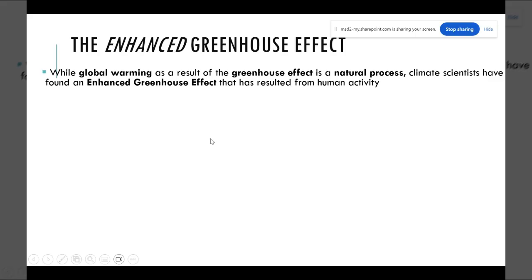The enhanced greenhouse effect just means the enhanced warming, more insolation getting trapped by gases because there's more greenhouse gases in the atmosphere. And that's typically been attributed to human activity, which is related to the burning of fossil fuels, industrialization, livestock grazing, mass farming, things of that nature.